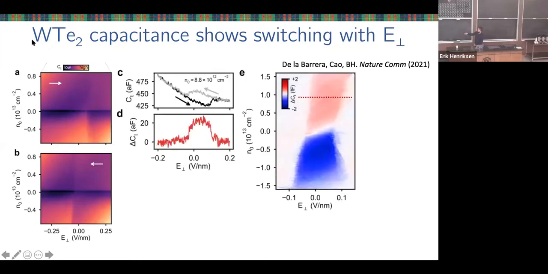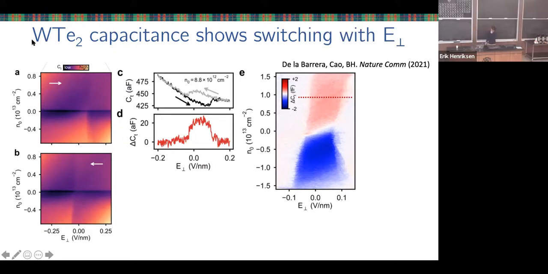Okay, so the way that we do that, of course, is we just subtract this one from this one. So this is what it looks like in one direction, and this is what it looks like when it goes back in the other direction. And indeed, there's a region where there's a large difference between forward and backward sweeps. That's the switching signature in the capacitance. If you now make a plot of the forward and backward difference as a function of density, the number of carriers in the layer, you can see this type of plot. So this is a line cut of this type of plot.